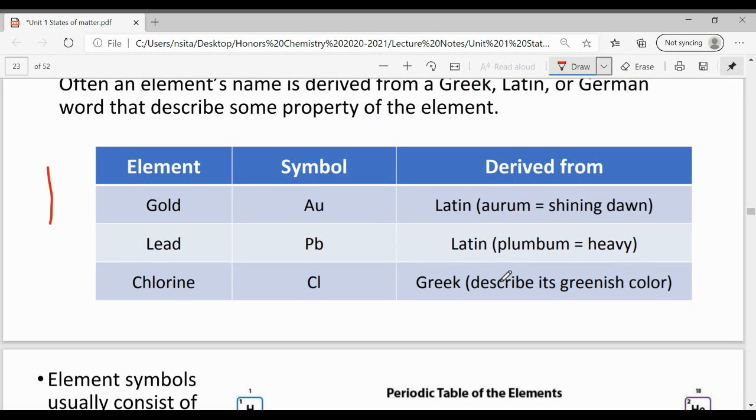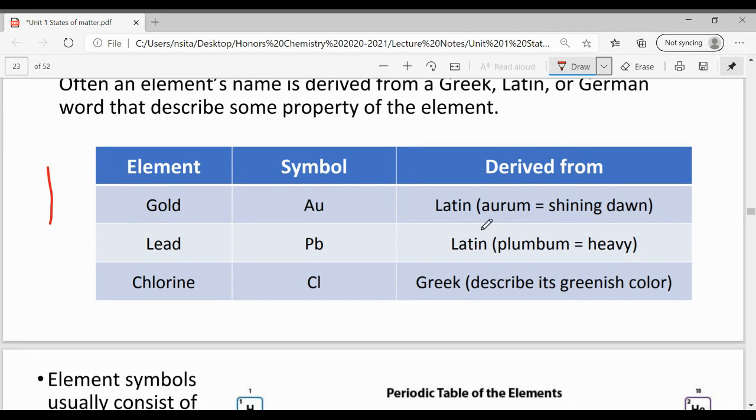Now, if you look at the periodic table, you can see that each element has its own symbol, and some of the symbols are a little bit interesting. For example, gold: the symbol is Au. It doesn't have any G in the symbol simply because gold is an older element, and it derived from the word aurum. Aurum means shining dawn, so it is a Latin word. That's why we just use the Au from aurum.